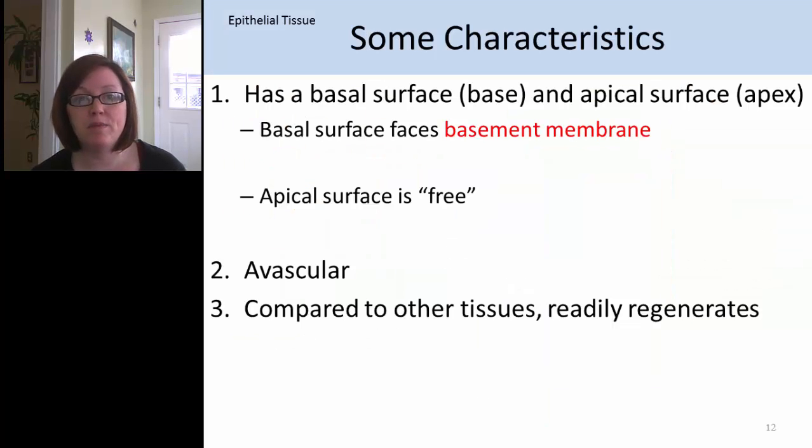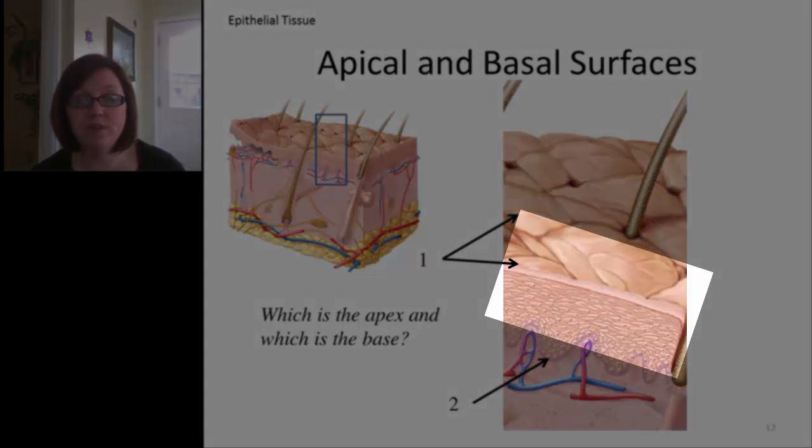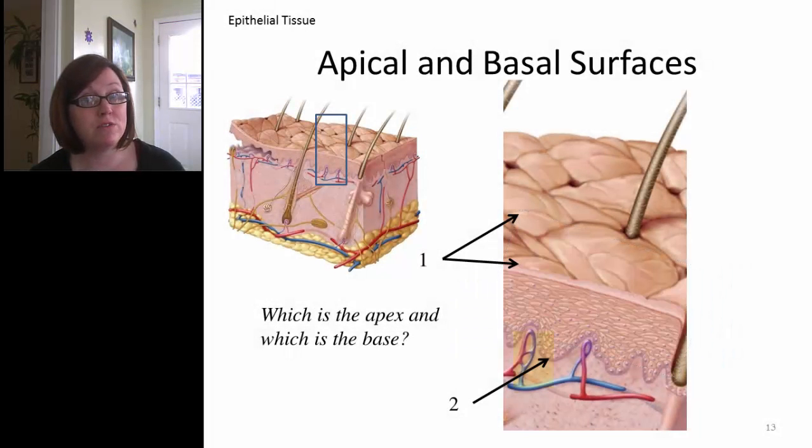Another characteristic of epithelial tissues is that they are avascular. When we put the letter A in front of something in biology, it doesn't mean one like it does in English. A means not. So epithelial tissues are not vascular. What does vascular mean? Vascular is referring to blood vessels. So epithelial tissues lack blood vessels. This area here is the epithelial tissue of skin, and notice it does not have any blood vessels. There are blood vessels close by, but they are not in the epithelial tissue because epithelial tissues are avascular.